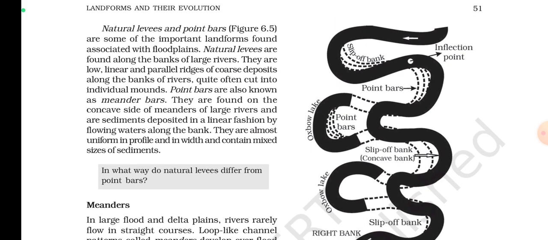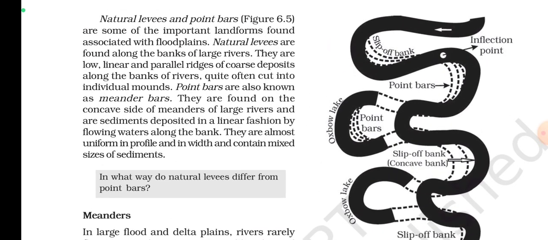Now, natural levees and point bars are some of the important landforms found associated with flood plains. Natural levees are found along the banks of a large river. They are low, linear and parallel ridges of coarse deposits along the banks of rivers, quite often cut into individual mounds. Point bars are also known as meander bars.